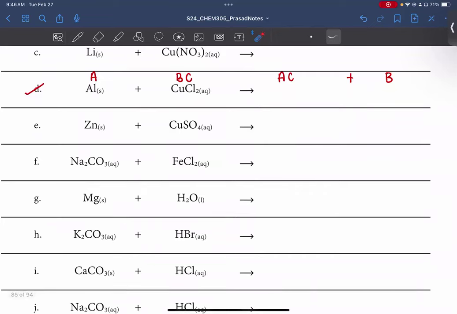Putting this all together, we're just going to match things up. A and C is aluminum and chlorine. And then, of course, the last element is left by itself, in this case, Cu, copper.